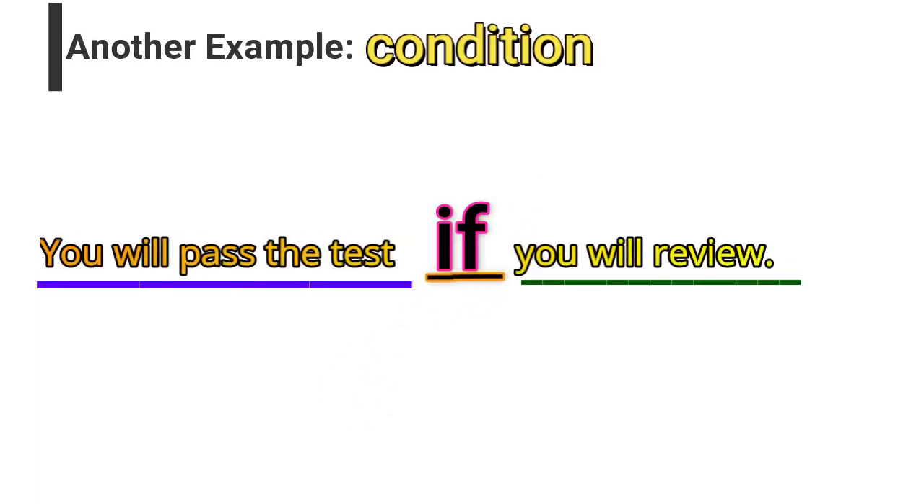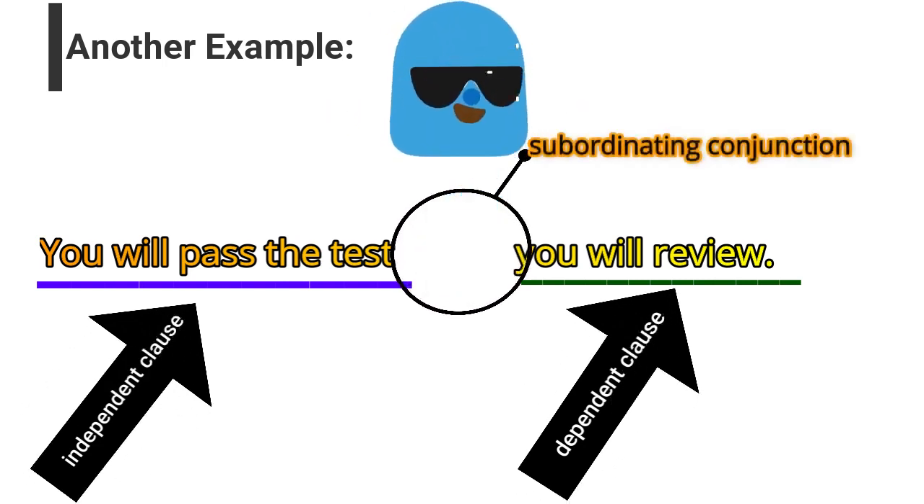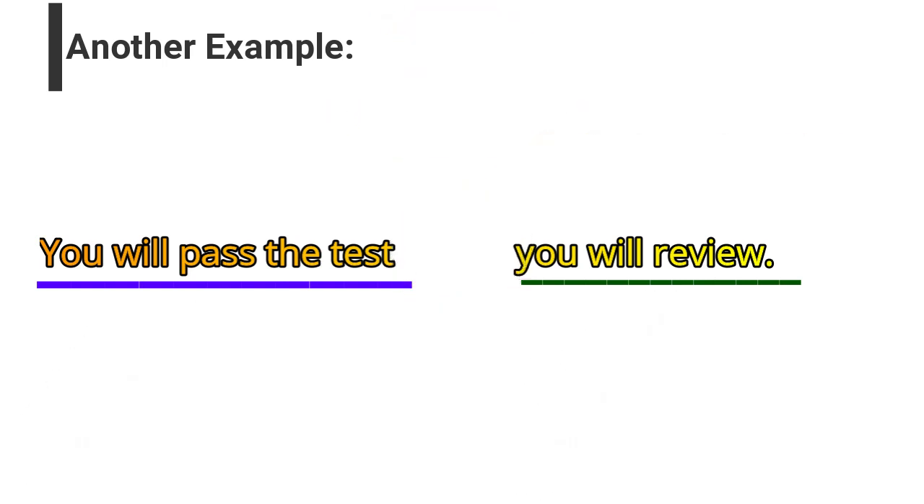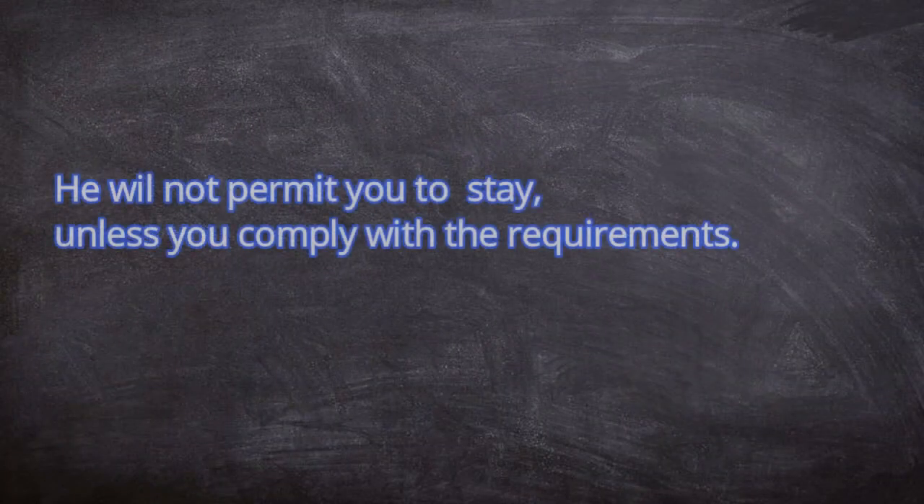Let's have the example for condition. If ang ating gagamitin. You will pass the test if you will review. We have the same label, independent clause, dependent clause, and subordinating conjunction used. Tandaan, nagpapakita ito ng kondisyon. Nasasabing makakapasa ka kung ikaw ay magre-review.